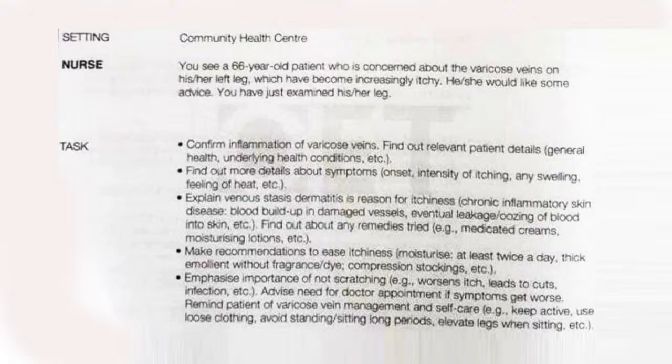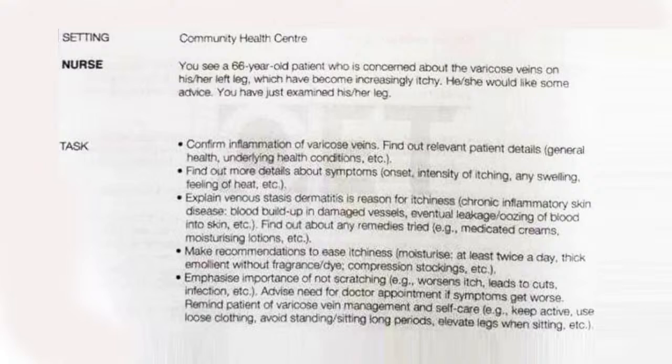Community health center is the setting. You can have the question on the screen. It is the place where the role play takes place. You see a 66-year-old patient who is concerned about varicose veins on the left leg, which have become increasingly itchy. He would like some advice.